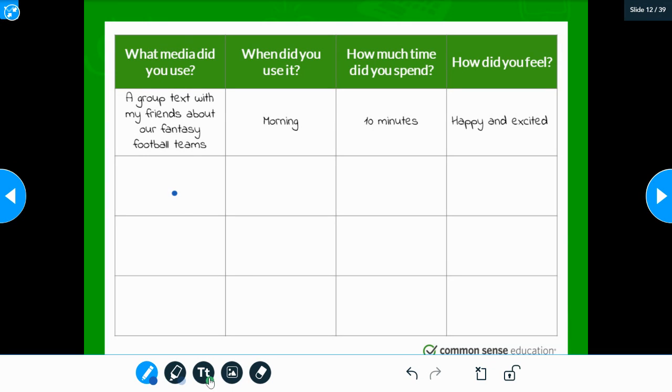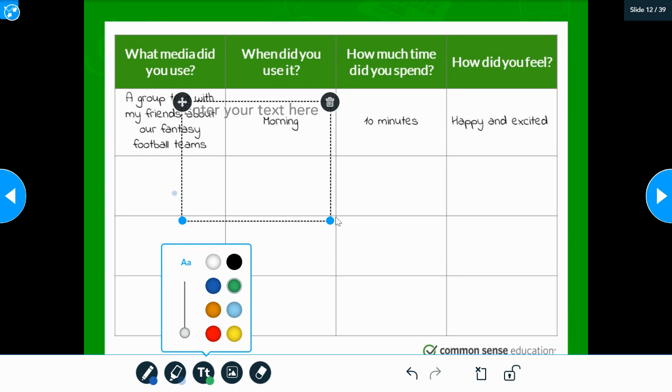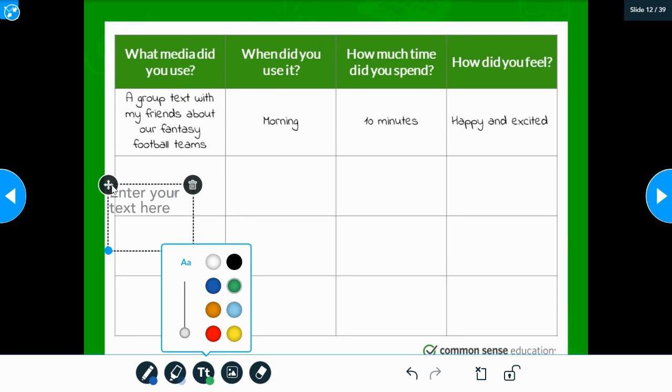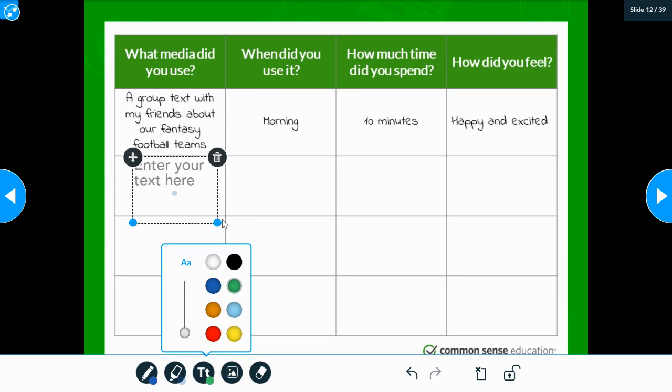So again, you can type. I would use text boxes for this. And remember, you can shrink your text boxes. You can totally shrink your text boxes. And I'm going to drag it right there and shrink it some more. And then there you go. My text box is the exact size of the thing. And I can make it bigger or smaller.